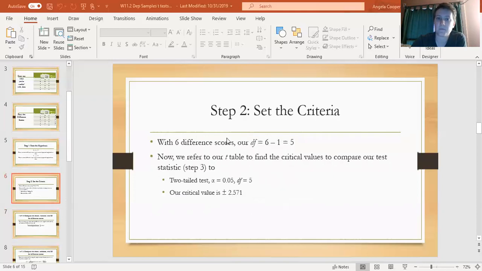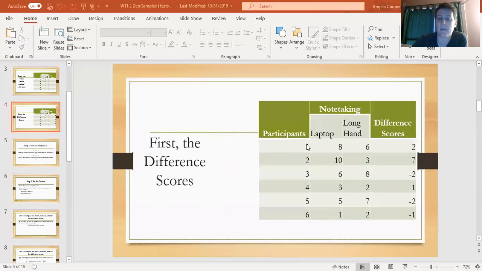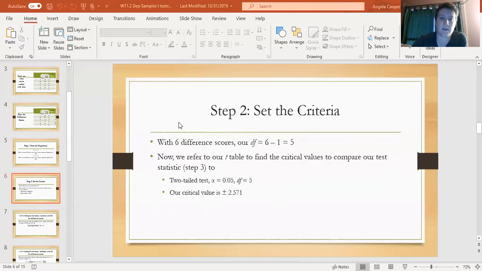Okay, so step 2, we had 6 different scores. We had 6 participants, just to throw you back. To get our degrees of freedom, we have to take the number of different scores minus 1. So we have 1, 2, 3, 4, 5, 6 different scores. So let's go back to this.